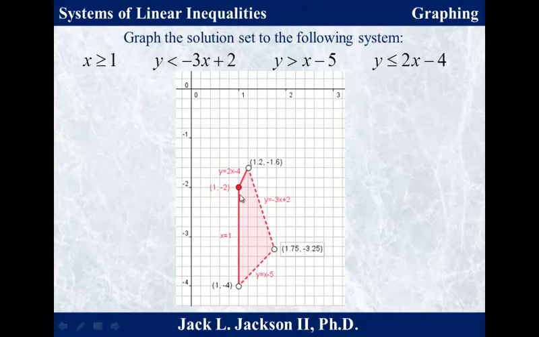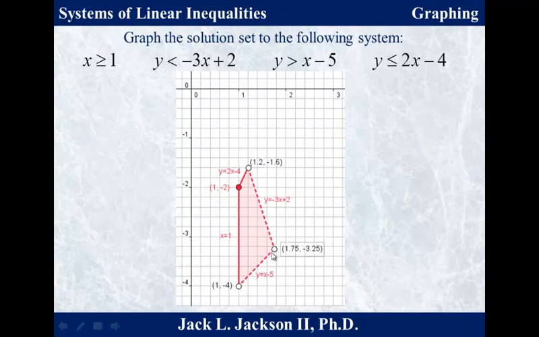Okay, what are these points of intersection? Well, these two here are going to be the easiest to get. When x is 1 and y is x minus 5, then we see y has to be negative 4. Just plug in x is 1 here and solve for y. Similarly, when x is 1 here, we plug in this formula up here, y equals 2x minus 4, to get y is negative 2. So that gives us the points (1, negative 4) down here, and (1, negative 2) here.